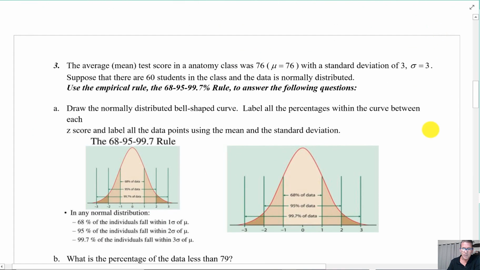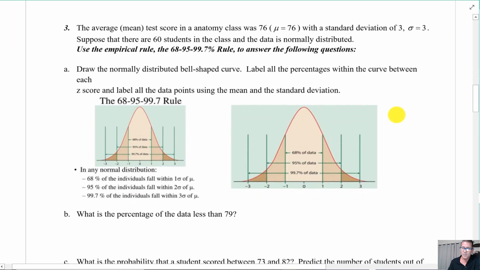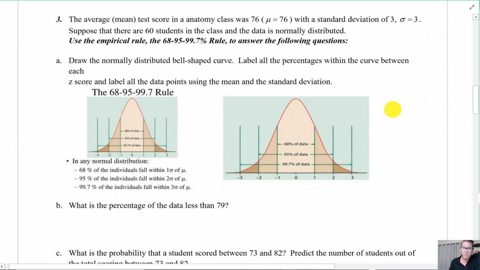Let's take a look at number 3. Now, number 3 deals with what's called the empirical rule. Okay, so let's highlight that. You can take a look at your notes. This is section 1, I think it's 1.4. All right, so let's suppose that the average mean test score in an anatomy class was 76. Okay, and it has a standard deviation of 3.